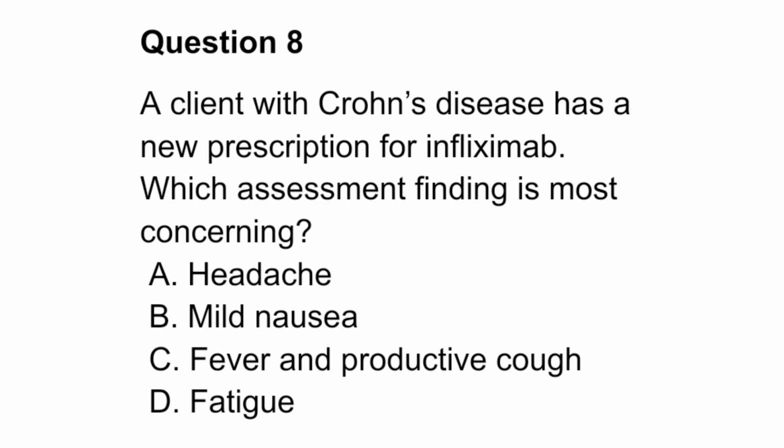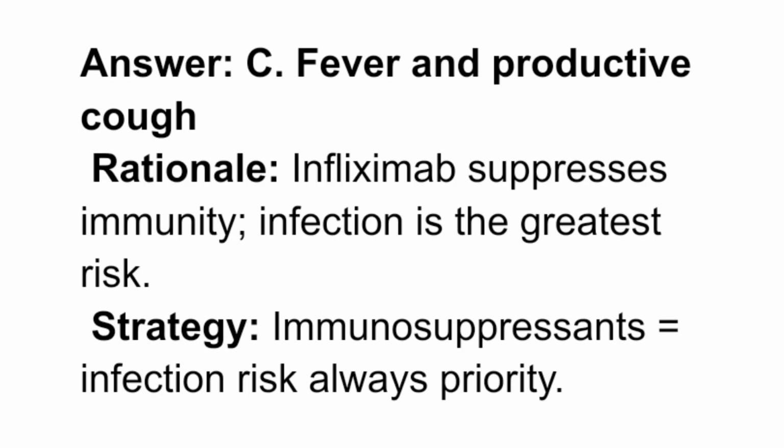Question 8. A client with Crohn's disease has a new prescription for infliximab. Which assessment finding is most concerning? A. Headache. B. Mild nausea. C. Fever and productive cough. D. Fatigue. Answer: C. Fever and productive cough. Rationale: infliximab suppresses immunity; infection is the greatest risk. Strategy: immunosuppressants equal infection risk, always a priority.